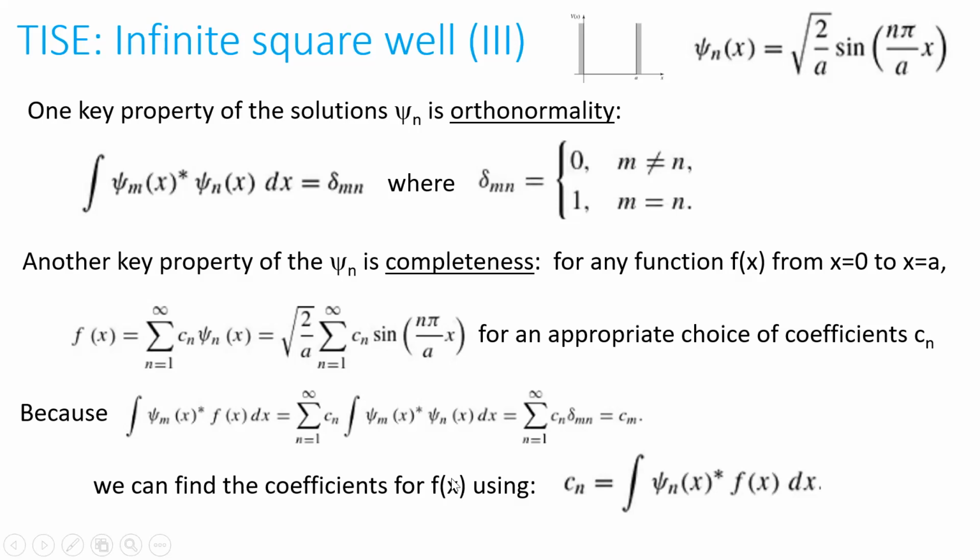So we can find the coefficients for f of x using the formula Cn. I've just replaced m by n here. Cn is equal to the integral of psi n star f of x dx. So to find a particular Cn, we would integrate the nth stationary state or separable solution times the function we're trying to represent, and that would give the coefficient we need to represent it as this series here.